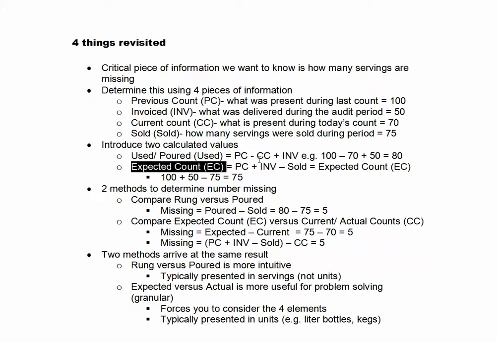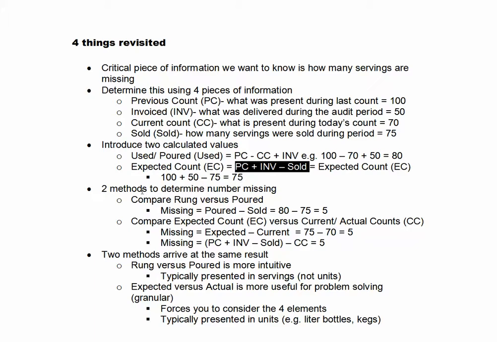The expected count is, again, pretty simple. In the most simple instance, if we started with 100 and we sold 75, we'd be expecting to find 25. But again, the number invoiced is a complication. If we started with 100, sold 75, but had 50 delivered, then the calculation is 100 plus 50 is 150, minus 75 is 75. So our expected count is 75.